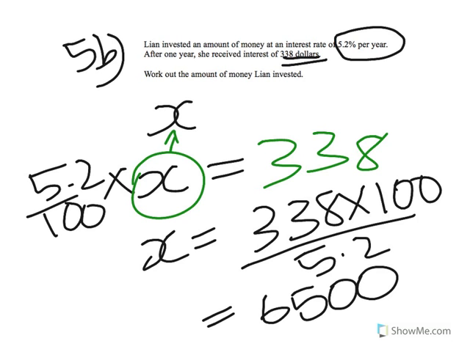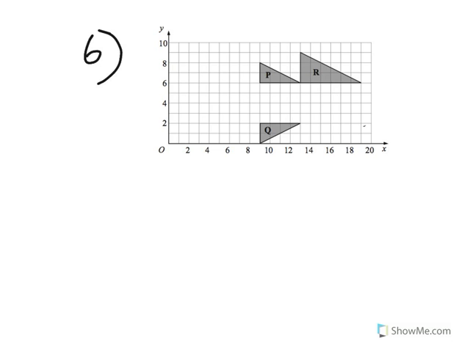Okay, question 6A is asking you to describe fully the single transformation which maps triangle P onto triangle Q. Now, from P it goes to Q. First of all, I want you to notice something. Basically, P and Q are exactly the same shape and size, they're both right angle triangles, they're the same in every way, except Q has just been inverted. It's almost like it's been flipped over, right?